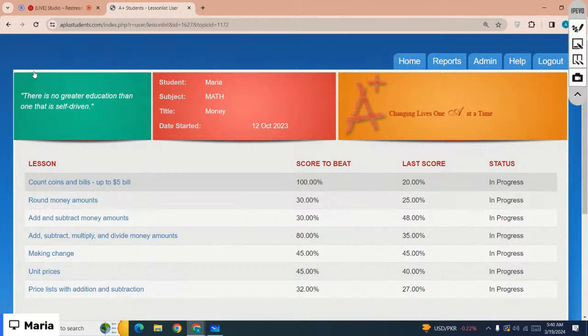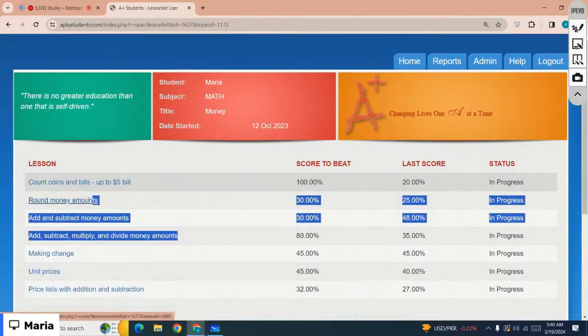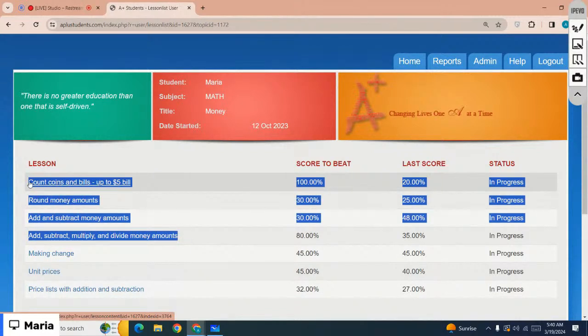So we were working on grade 4 math. The chapter we're working on is money, and the lessons we have covered today are count coins and bills up to $5, round money amounts, add and subtract money amounts, add, subtract, multiply and divide money amounts, right? So please make sure before the next session you complete all the practice questions for the lessons we did today. That is your homework until next session, right?